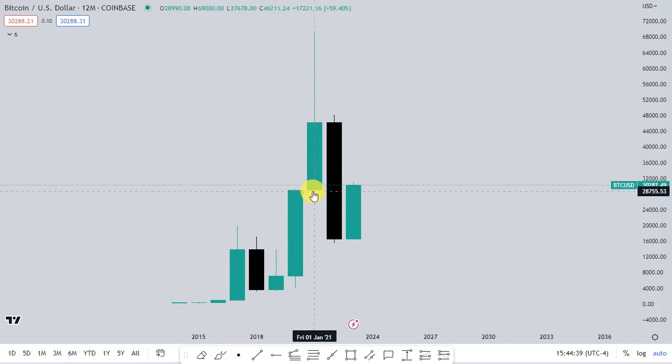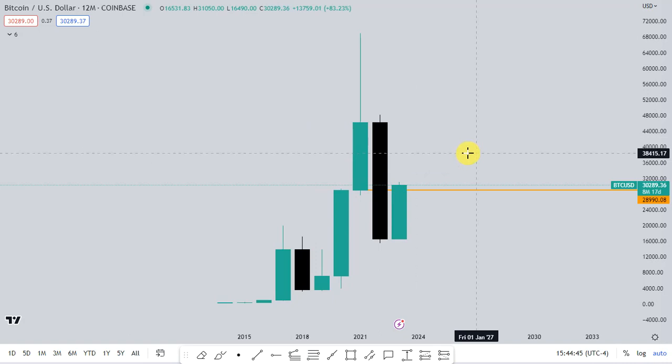So the body of this candle is important. I take the body and it can be a resistance area. Now we go to the monthly time frame.